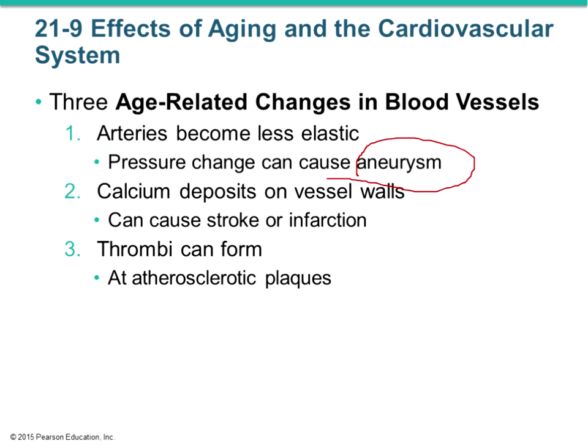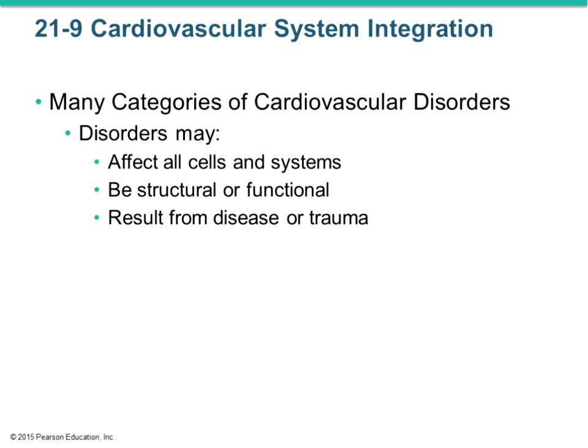Arteries become less elastic. We talked about an aneurysm. Calcium deposits on vessel walls, plaques can rupture, causing strokes or infarctions from those atherosclerotic plaques. So those are all things that we can see that can happen. These disorders may affect all cells and systems. Structural or functional result from disease or trauma as well.